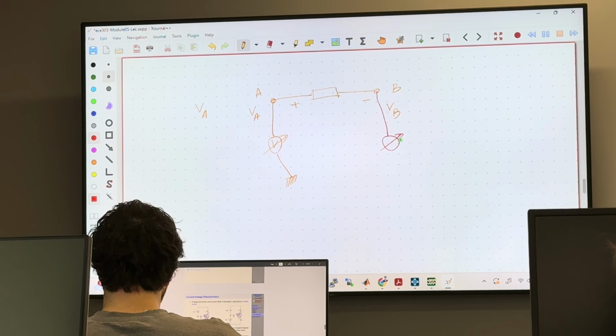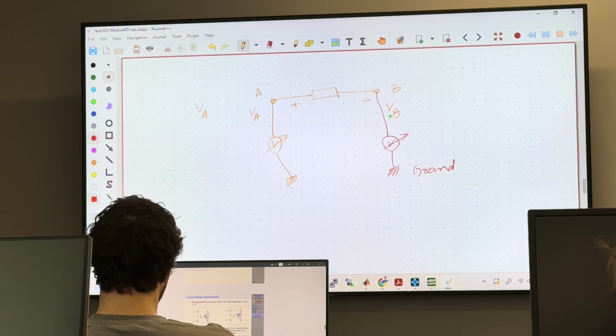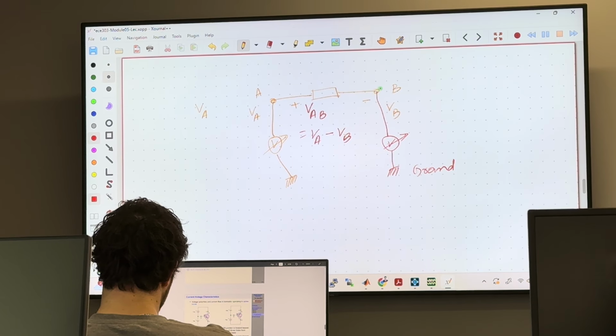And VB is the voltage when you take a voltmeter and measure with respect to ground, you see this voltage is VB. And the voltage between A and B we denote with VAB. This VAB is basically whatever voltage you get with respect to ground at terminal A minus whatever voltage you get at terminal B with respect to ground. So that's how the convention works.